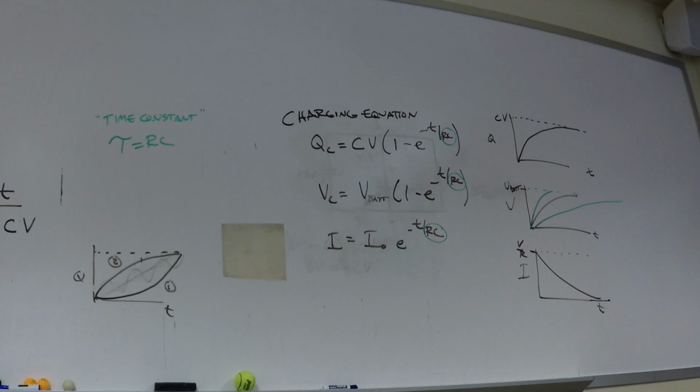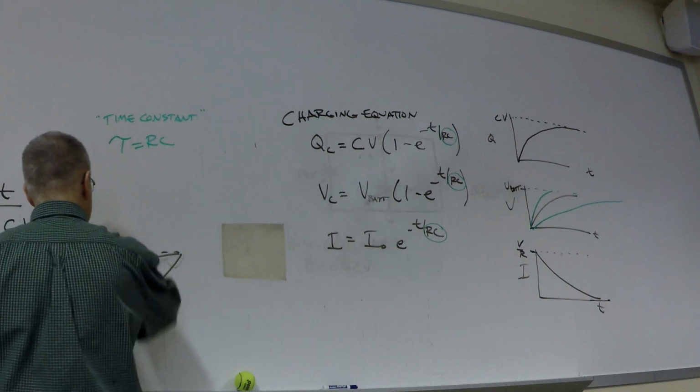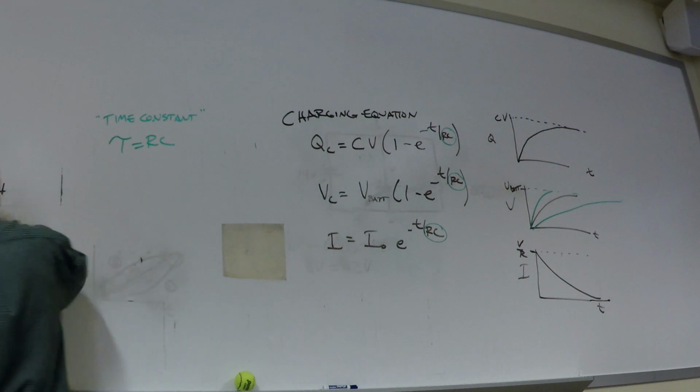So let's say we've charged things up, we waited a long time, we've got our capacitor filled up, our current's shut off. Then we flick this switch the other way and let our capacitor discharge, so this guy's out of there now. And let's see if we can figure out, without having to do calculus, what happens when an RC circuit discharges.